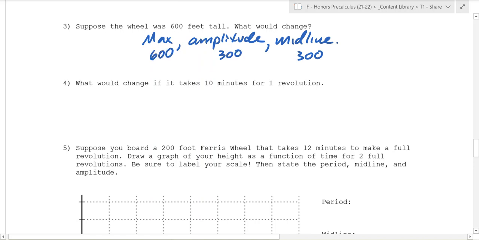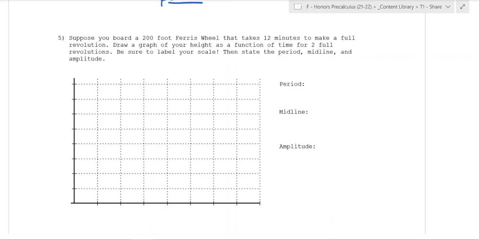So what would change if it takes 10 minutes for one revolution? Well, that would be the period that changes. So instead of the period being 30 minutes, it would be 10 minutes. Once you understand these terms, you can make these graphs a little bit faster.